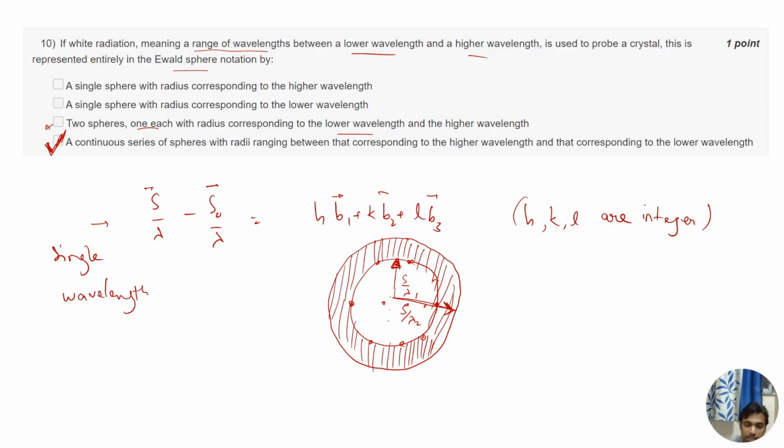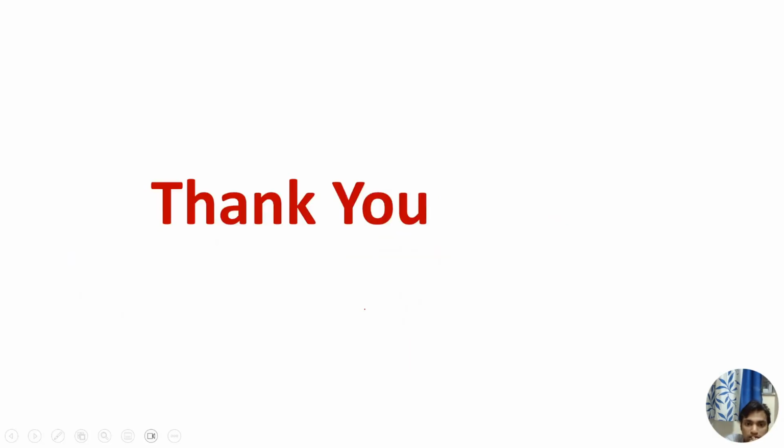If it is a single sphere, then it is just one particular wavelength of probe. But when you have a range of wavelengths in the probe, you need to have that Ewald sphere like a shell. So yeah, that is all about it. And yeah, so that's all for today.